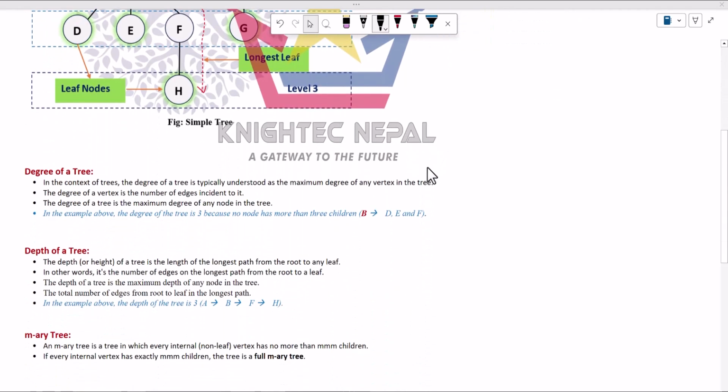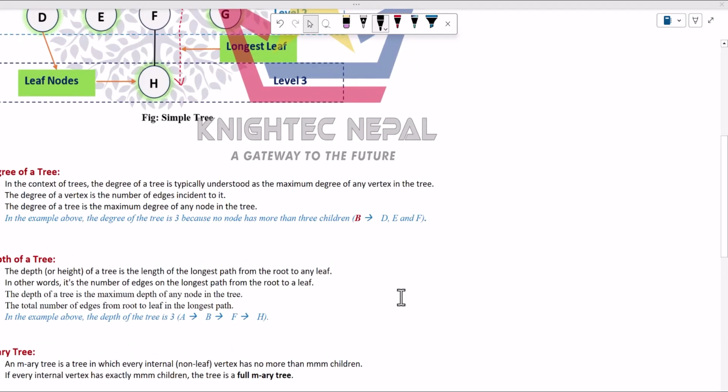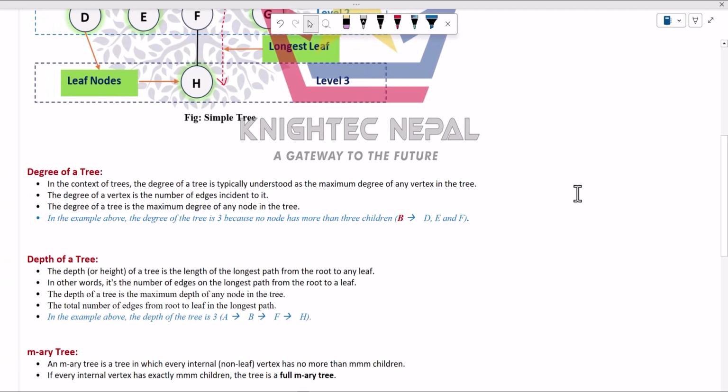So let us explain the degree of a tree. What is degree of a tree? In the context of tree, the degree of a tree is typically understood as the maximum degree of any vertex in the tree. The degree of a vertex is the number of edges incident to it. The degree of a tree is the maximum degree of any node in the tree. So in the above example, the degree of tree is 3 because no node has more than 3 children.